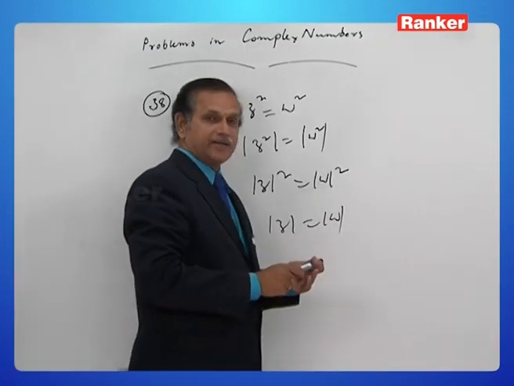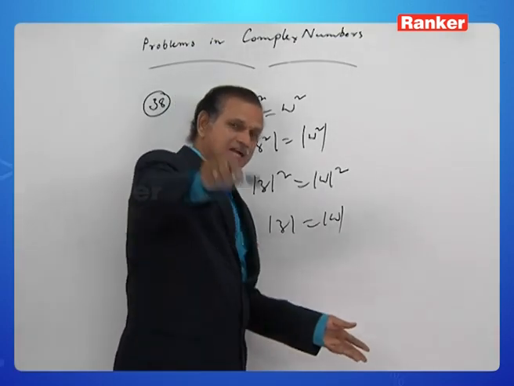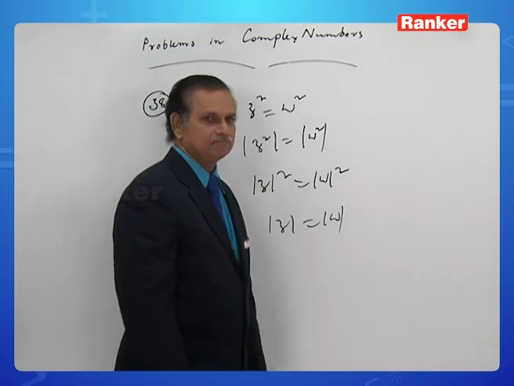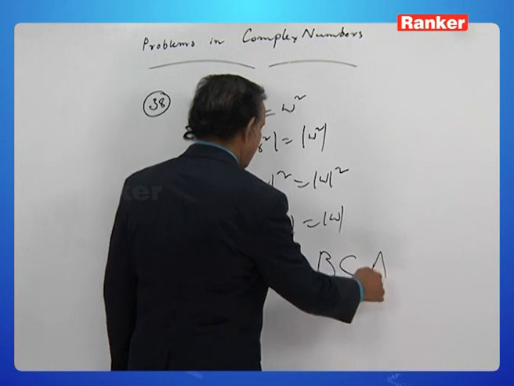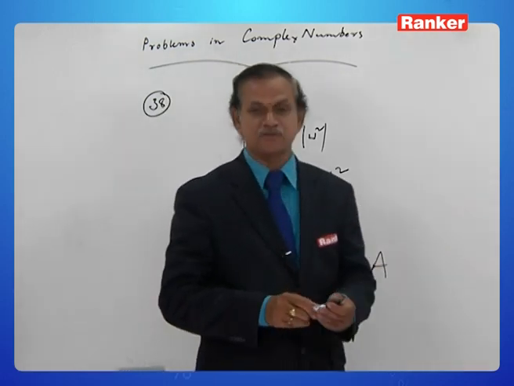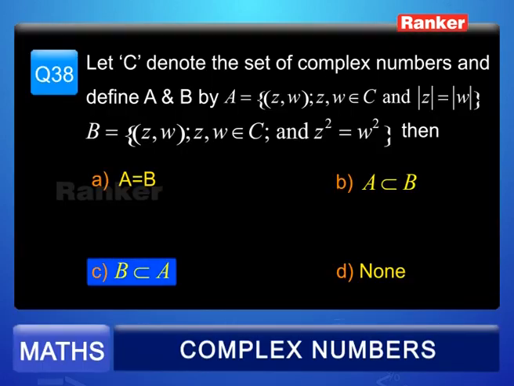Therefore, if you take an ordered pair in the set B, it belongs to the set A. Hence, what can you say? B is a subset of A is the correct option. That is option C is the right option. That is, B is a subset of A.